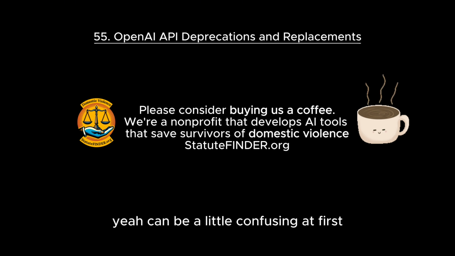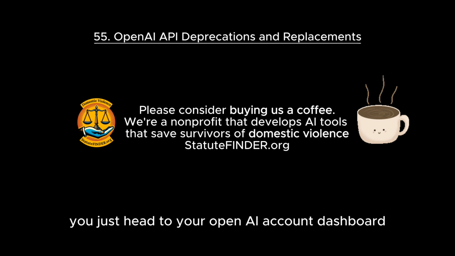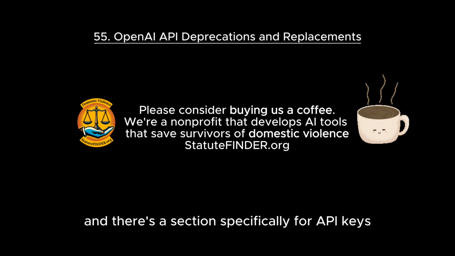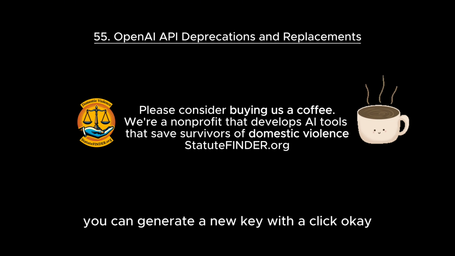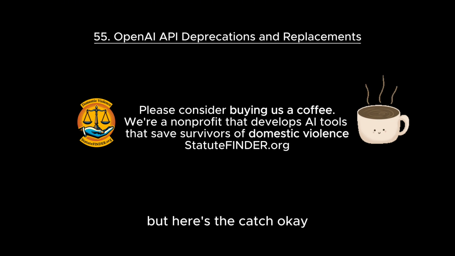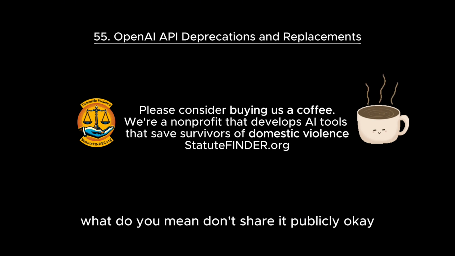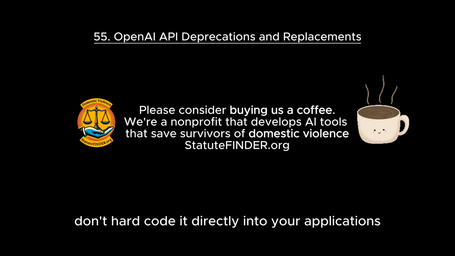Yeah, it can be a little confusing at first, but it's actually really simple. You just head to your OpenAI account dashboard, and there's a section specifically for API keys. You can generate a new key with a click, but here's the catch. Treat your API key like gold. What do you mean? Don't share it publicly. Don't hard code it directly into your applications.